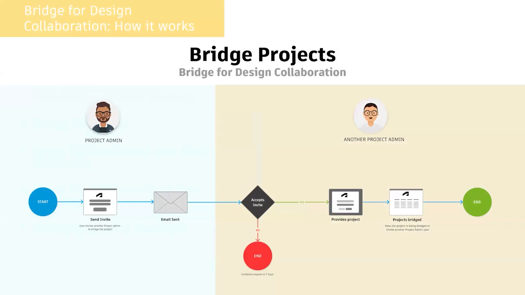Now that we've covered what Bridge is, let's take a closer look at how it actually works behind the scenes. This is the basic flow of connecting two projects using Bridge. It all starts with a project admin sending an invite to another project admin. This could be a different team, a different account, or a different firm entirely. Once the invite is accepted, a one-way link is established, allowing design packages, or anything you want to share, to flow from the source to the Bridge project.